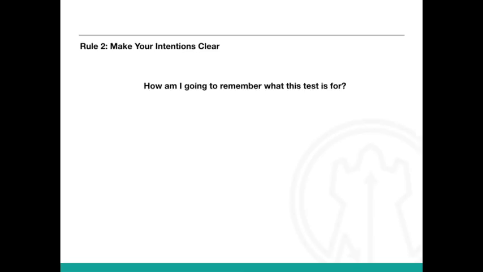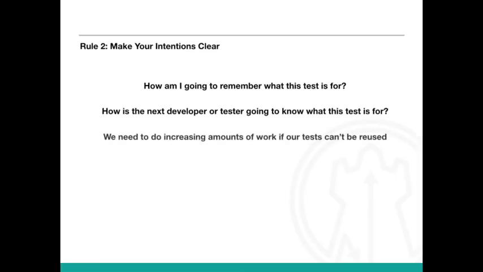I think a lot of the time when we're writing code or writing tests, we'll walk away from it and come back to it a few months later and we won't remember why we did a specific thing. So a key here is documentation. Make lots of notes, leave lots of comments amongst your code or your test code, and keep good notes for yourself. Because not only how am I going to remember what this test is for, but how is the next developer or tester going to know what this specific test is for? We need to make ourselves as clear as possible at all times.